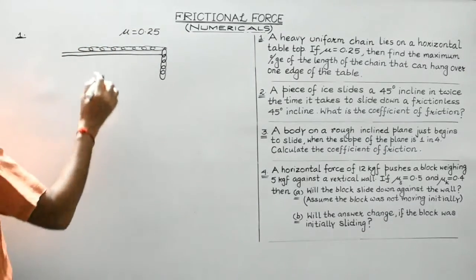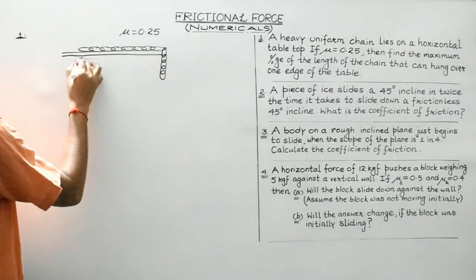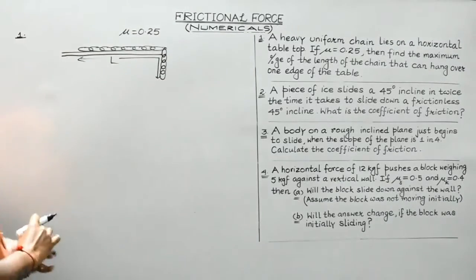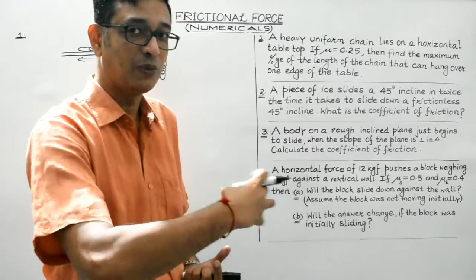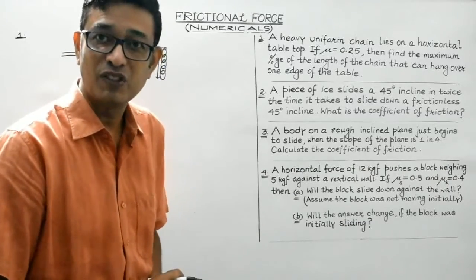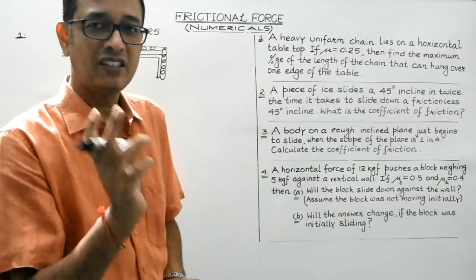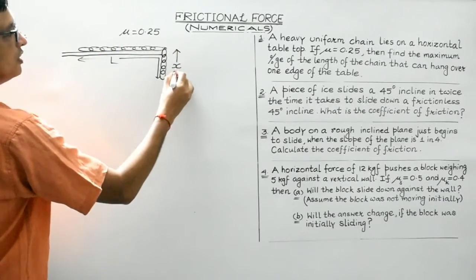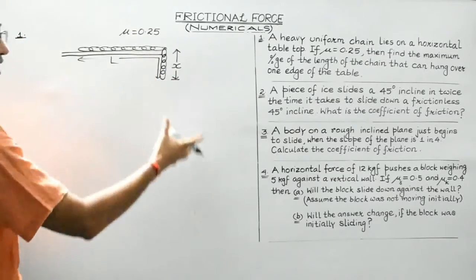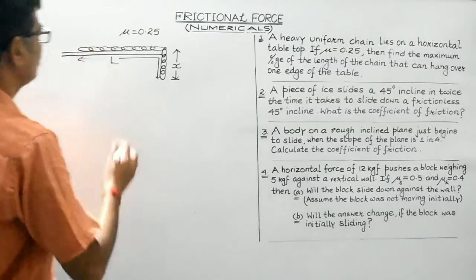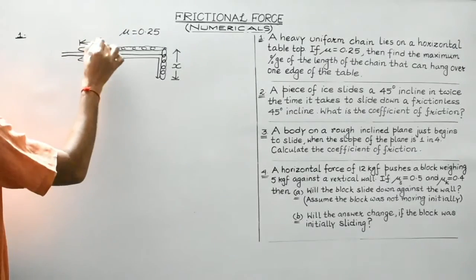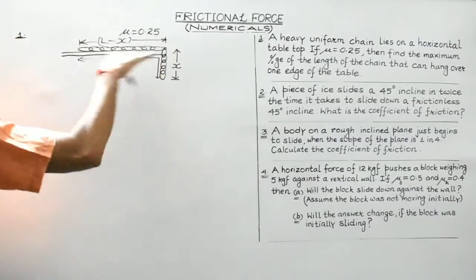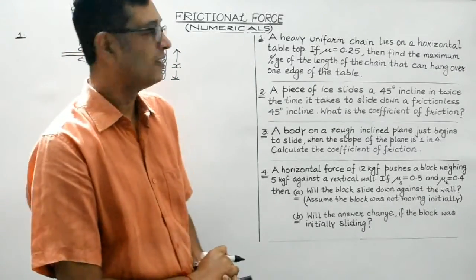Let us consider the total length of the chain to be L and its mass is M, right? Mass is considered to be uniformly distributed over the chain. So the total mass of the chain is M, total length of the chain is L. Suppose X portion of the chain is hanging over the edge of the table. So the portion L minus X of the chain will be on the tabletop as shown in the figure, right?